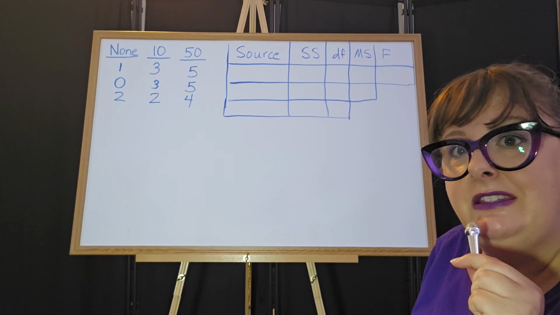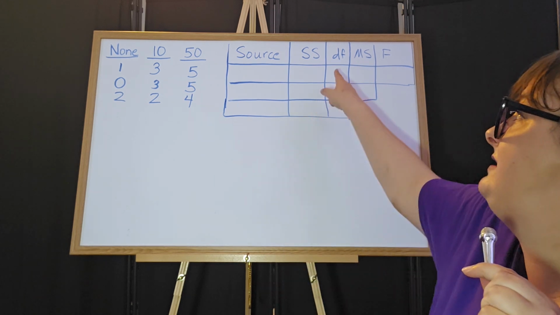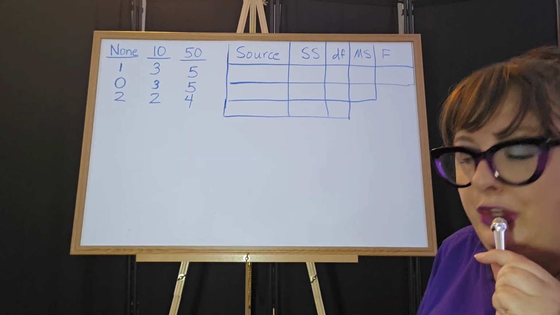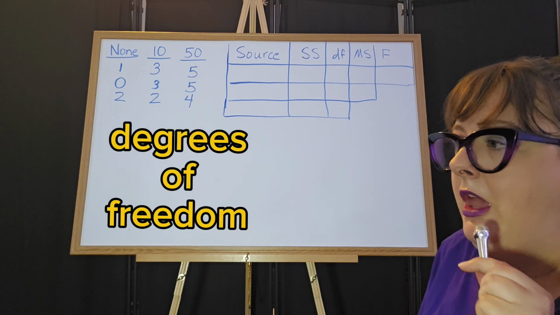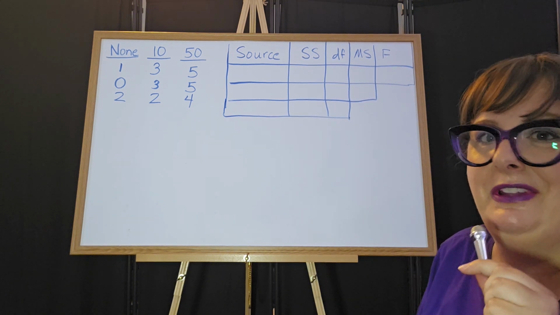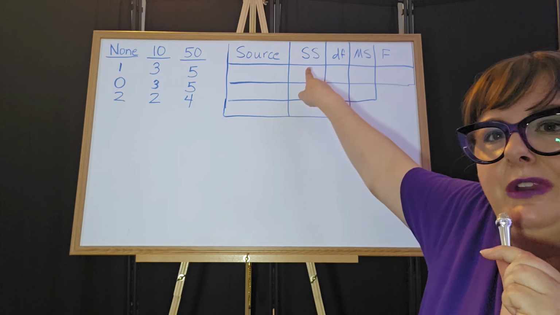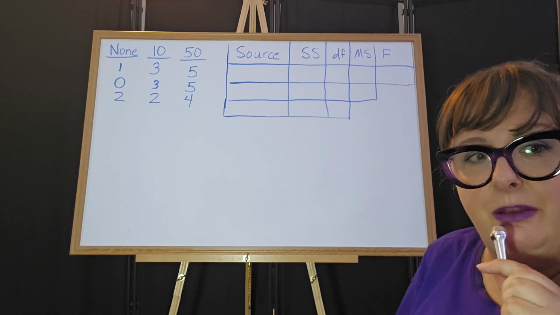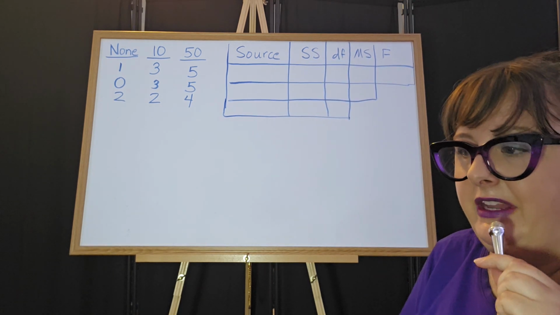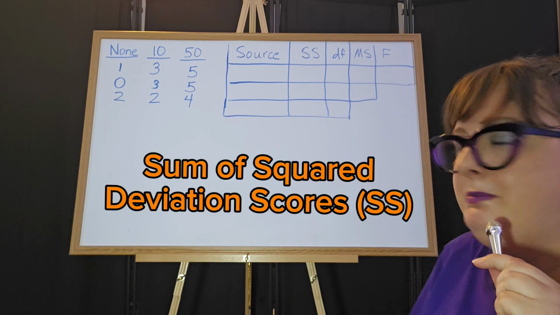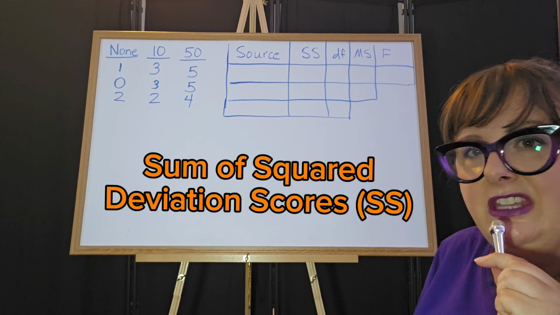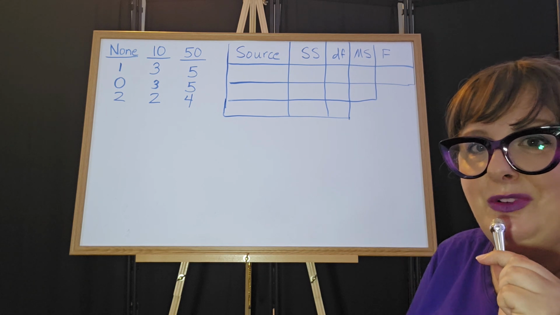One of the easiest cells to fill in is DF. You may remember from previous material that that stands for degrees of freedom. Typically, the hardest ones to fill in, 3 of them, are the ones with SS. If you've learned about t-tests and other things like variance, you may remember sum of squares as being what SS stands for, specifically sum of squared deviation scores.